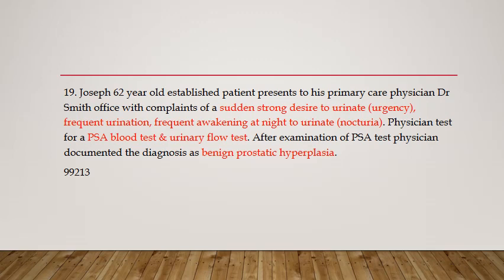Then next, the data table: you identify the tests ordered or reviewed, etc. So here PSA blood test and urinary flow test means two tests. Two tests are ordered, so category 1 of low is satisfied. So in the data table also low is satisfied, problem table also low is satisfied, and the patient is an established patient, so established patient of low MDM. The code is 99213.